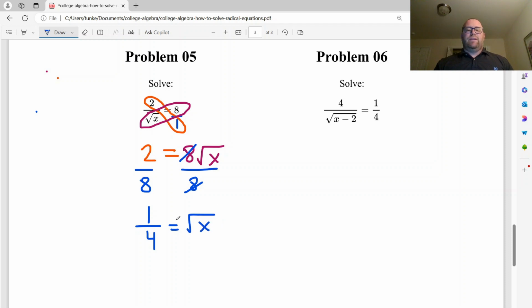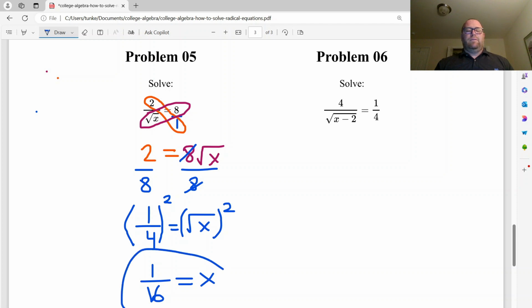I want to get rid of this square root, so I'm going to square this side. I also have to square this side. 1/4 times 1/4 is 1/16. So x is equal to 1/16. That's our solution for that one.